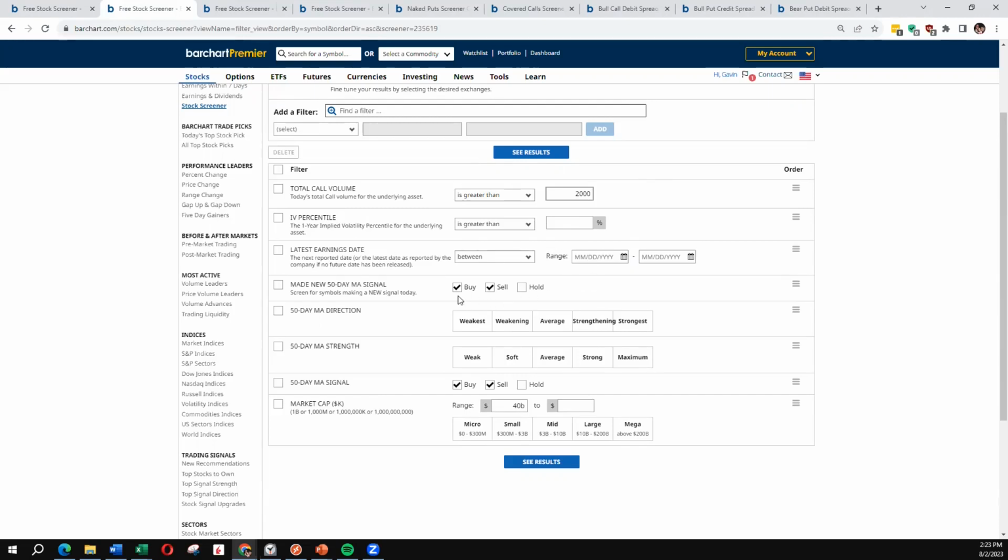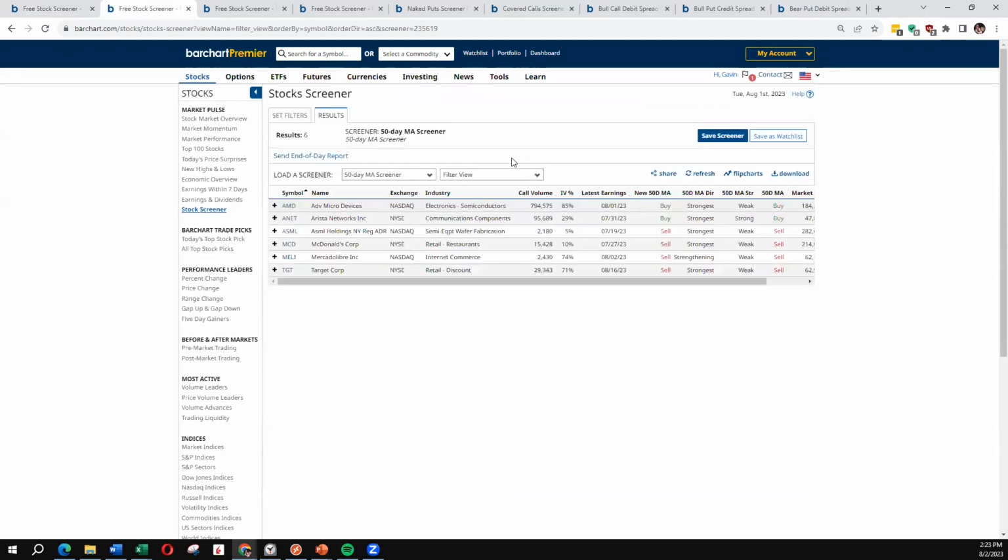And I want to see stocks that made a new 50-day moving average signal, either a buy or a sell. I've got the moving average direction and strength as well. And again, I'm just keeping those blank because I want to return all results. I just want to see which ones have the buy and the sell signals. And again, large market cap as well. So that's giving us about 6, 7 results.